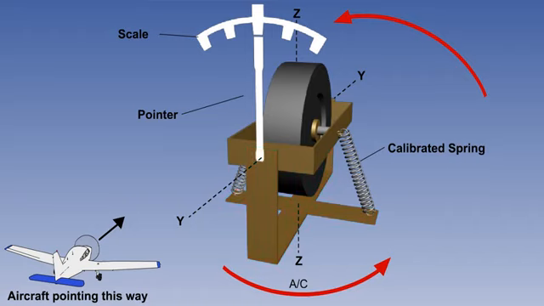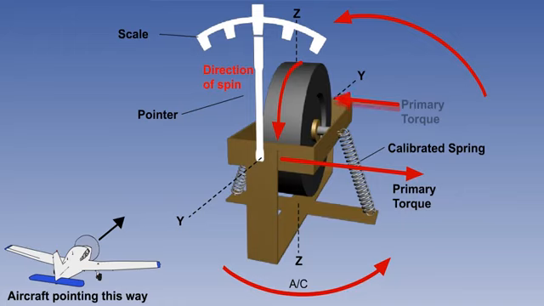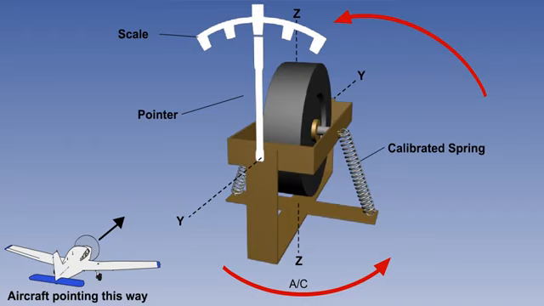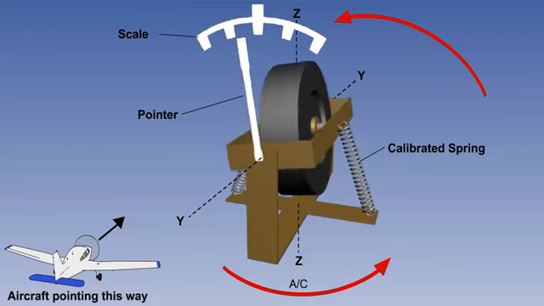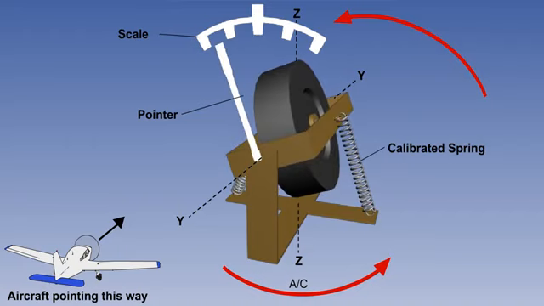The gyro rotor will be subjected to a primary torque around the ZZ axis, where the gimbal meets the frame, here and here. This torque will be precessed 90 degrees in the direction of rotation, which, in this example, is with the top of the rotor coming down towards the pilot. The resultant precession will cause the gyro to tilt around the YY axis.